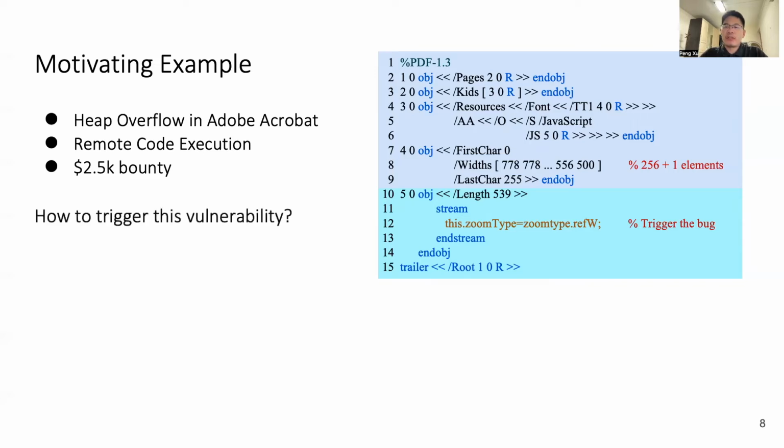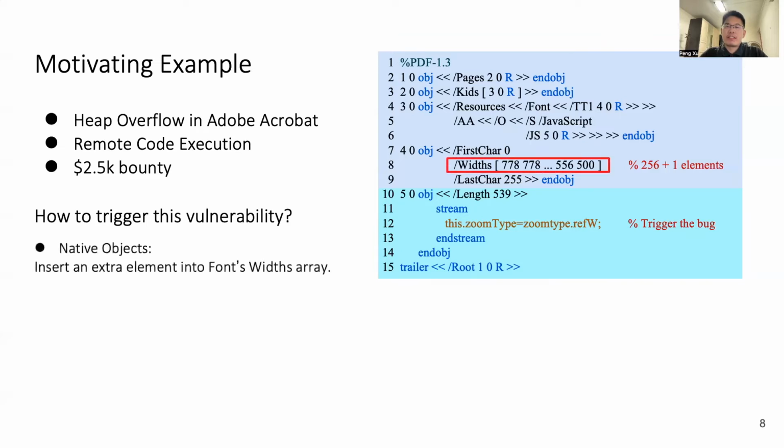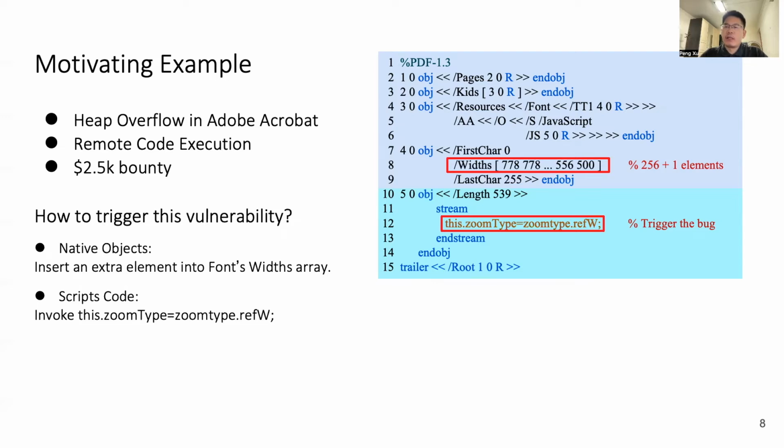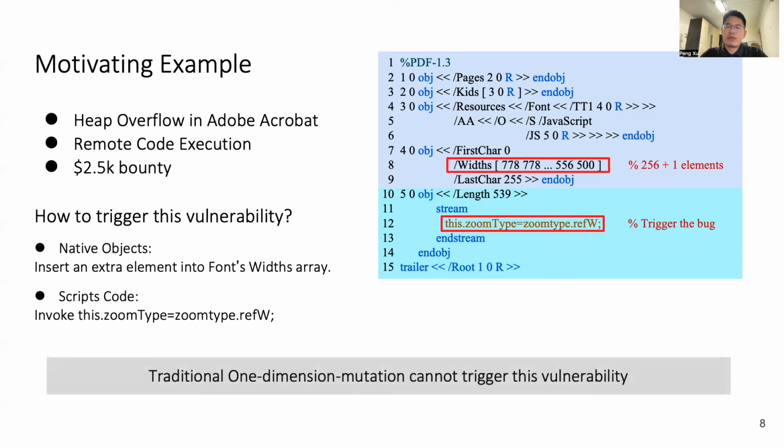Then let's see how to trigger this vulnerability. First of all, in native objects, we must insert one extra element into the fonts array. Then in script code, we must utilize JavaScript code to change the zoom type of the document to RFW. So as you can see, to trigger this vulnerability, we must mutate both native objects and script code. A traditional one-dimension mutation cannot find this sort of vulnerability. Inspired by this vulnerability, we wanted to design a new solution to discover this sort of vulnerabilities related to both native objects and the script code.